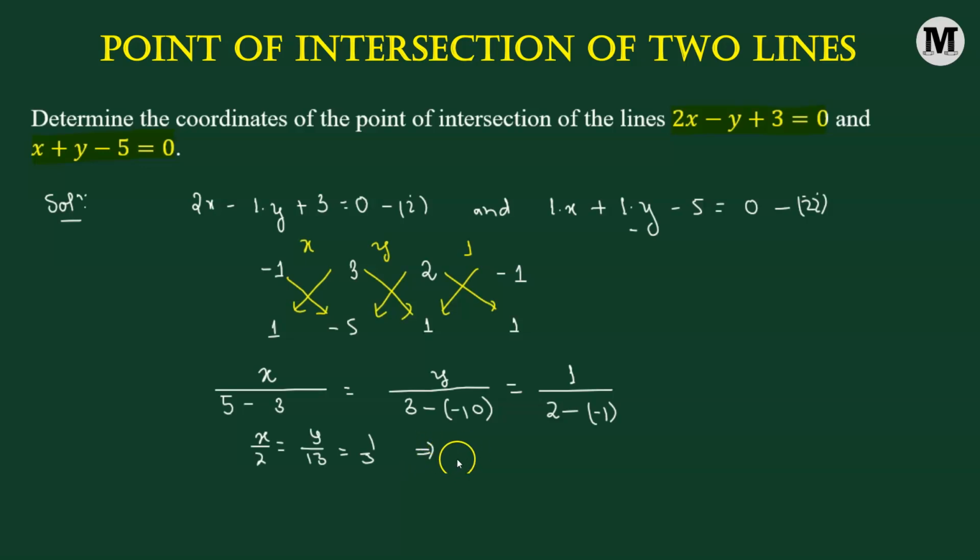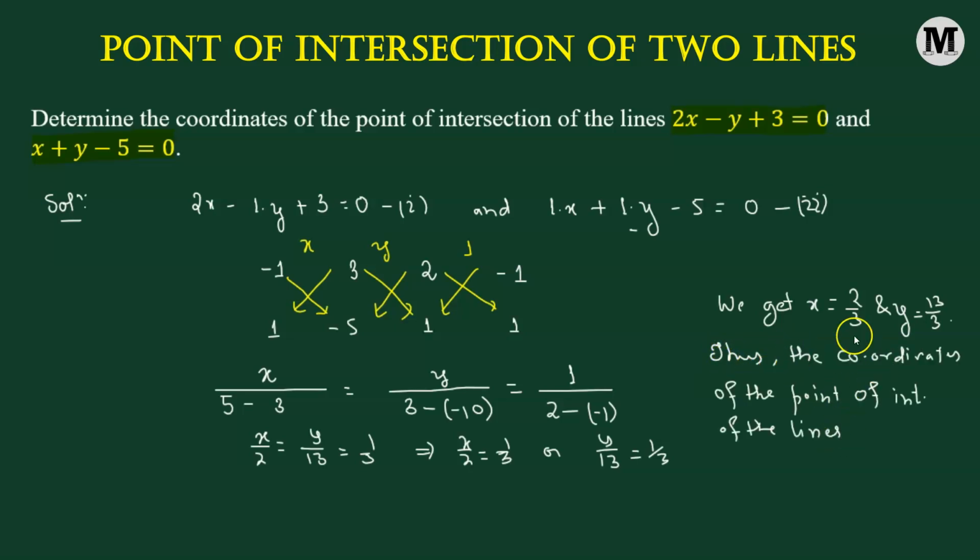From this, we can get two equations. We can say x over 2 equals 1 over 3, or y over negative 13 equals 1 over 3 as well. When we solve for x and y, we get x equals 2 over 3 and y equals negative 13 over 3. So we have successfully obtained the coordinates of the point of intersection. Thus, the coordinates of the point of intersection of the two lines are (2/3, -13/3).